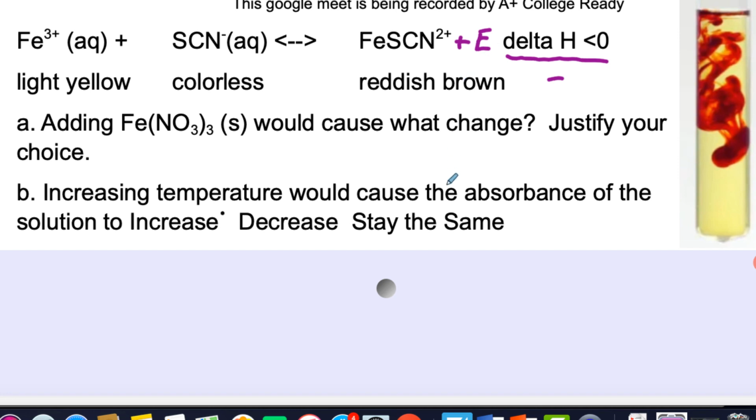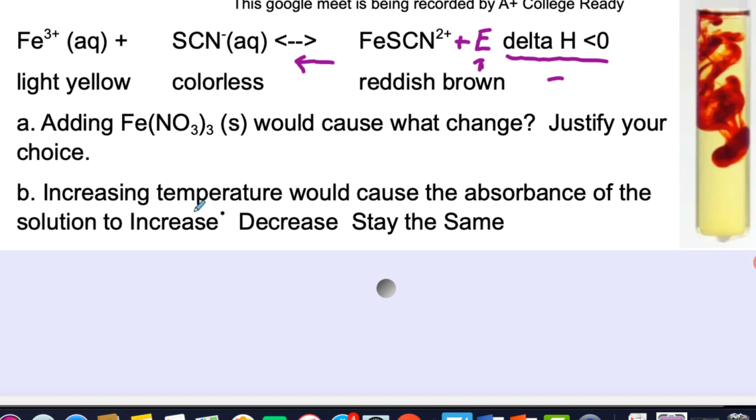So if you increase temperature, would it cause the absorbance of the solution to increase, decrease, or stay the same? If we add something to one side, like adding heat to increase the temperature, what does that cause the equation to do? It would cause this equation to shift to the left, and if you added energy to this, some of that reddish brown would go away and become more light yellow and colorless.